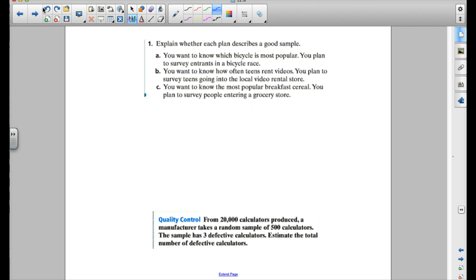And you want to know the most popular breakfast cereal. You plan to survey people entering a grocery store. Now, if they're entering the grocery store, it means they might be buying cereal, or they might not.